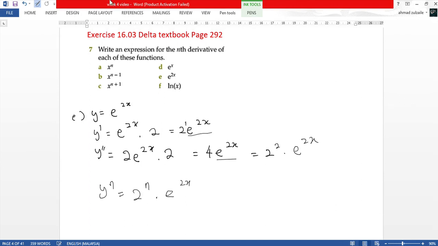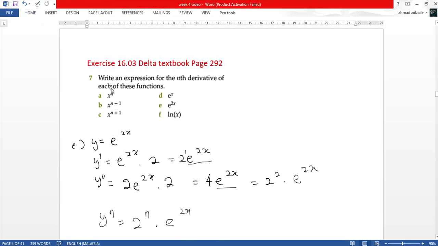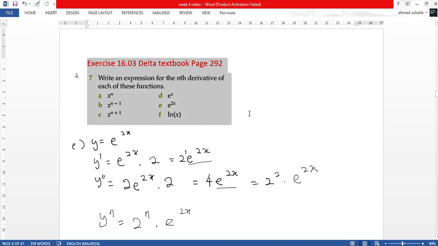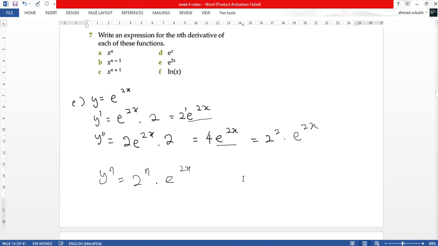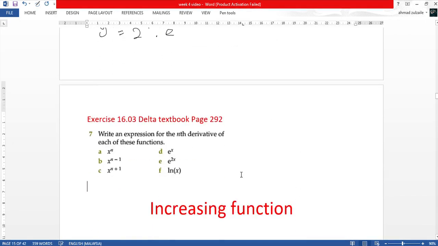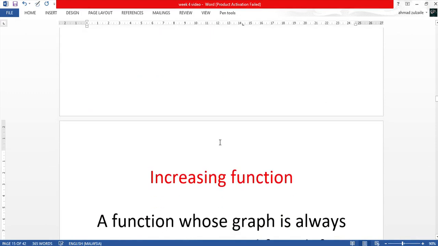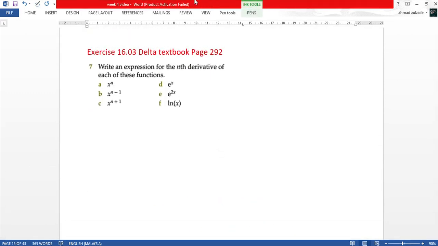Alright, so for question number 7, give me time to copy this one. Okay, number 7. Most of your friends got stuck over here, which is number 7 for f, y equals ln x. Okay, y prime is 1 over x, remember?